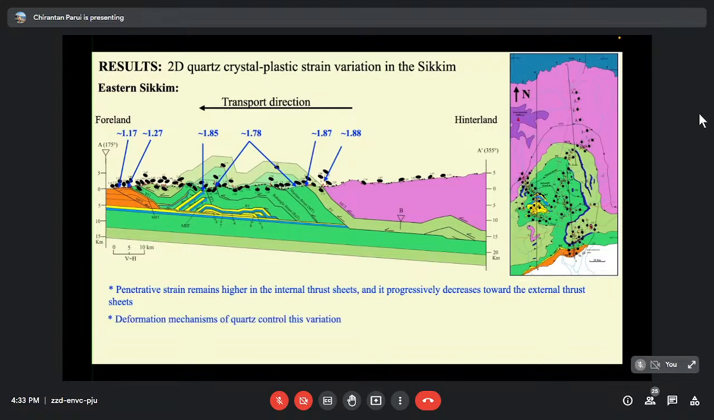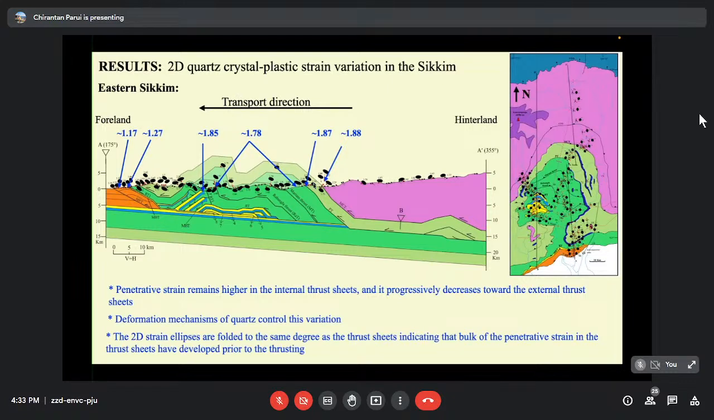The variation in the deformation mechanisms in quartz might control this variation in the strain magnitude. For example, the dominance of crystal plastic deformation in quartz in the internal thrust sheets has resulted in higher strain in the internal thrust sheets, whereas the lack of crystal plastic deformation in the external ones resulted in lower strain magnitudes in the external thrust sheets.